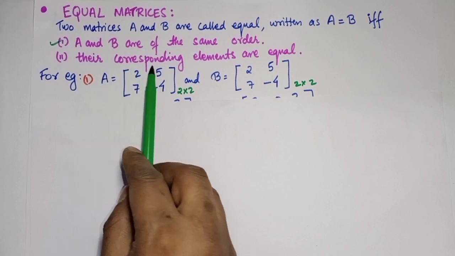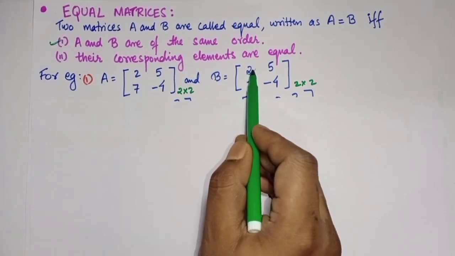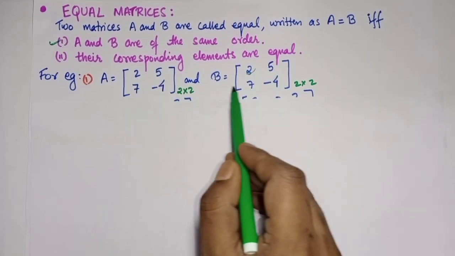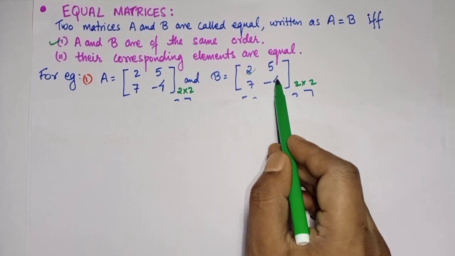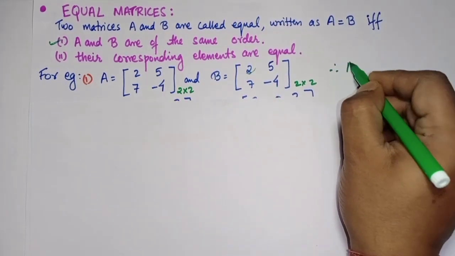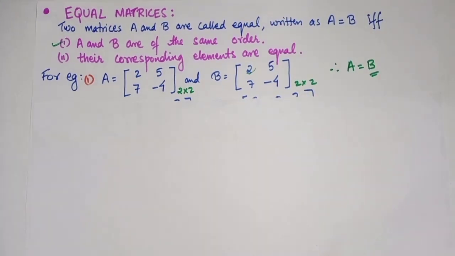Now see there, their corresponding elements are equal. Corresponding means this A11, this side is also 2. A12 is 5, this side also 5. 7 is also 7. Minus 4 is also minus 4. That means both the criteria are fulfilled. Therefore, A is equal to B. Now I can say that both the matrices are equal.